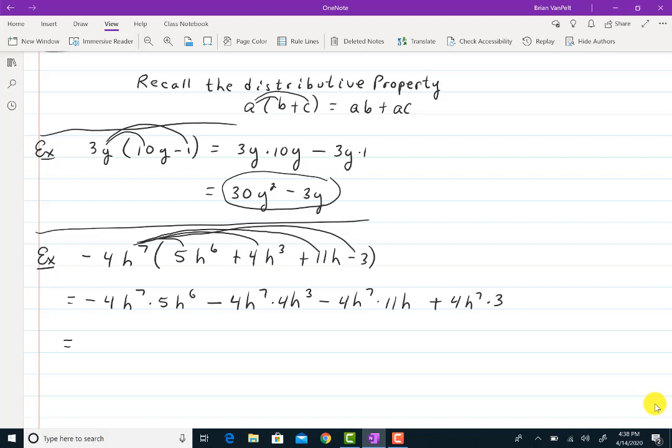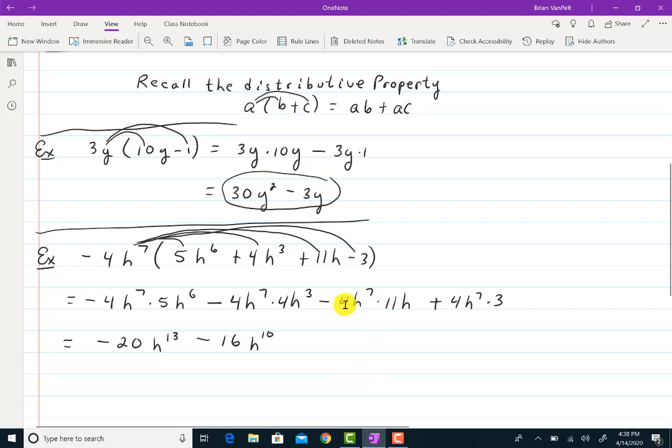Let's see what we get for each of these things. For the first piece, negative 4 times 5 is negative 20. Now when I have h to the 7th times h to the 6th, remember 7 plus 6 is 13, so that's h to the 13th. For my next, 4 times 4 gives me 16. H to the 7th times h to the 3rd is h to the 10th.